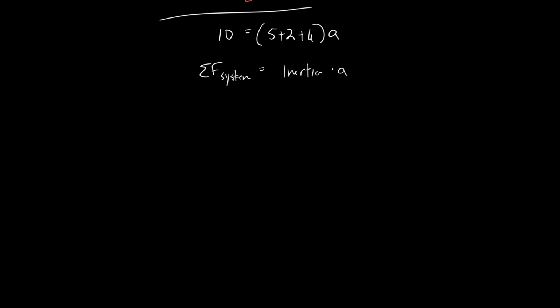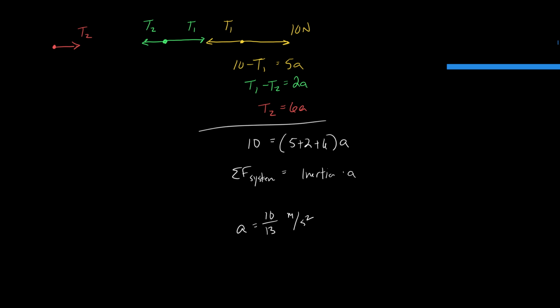Almost always. Now, this works because every part of our system is having the same acceleration. That's why it works this way. But again, you're just going to get a equals 10 over 13 meters per second squared. If you want one of the tensions, which we're not going to do, you just take it and plug it back in here. Right? That'll get you one of the tensions.